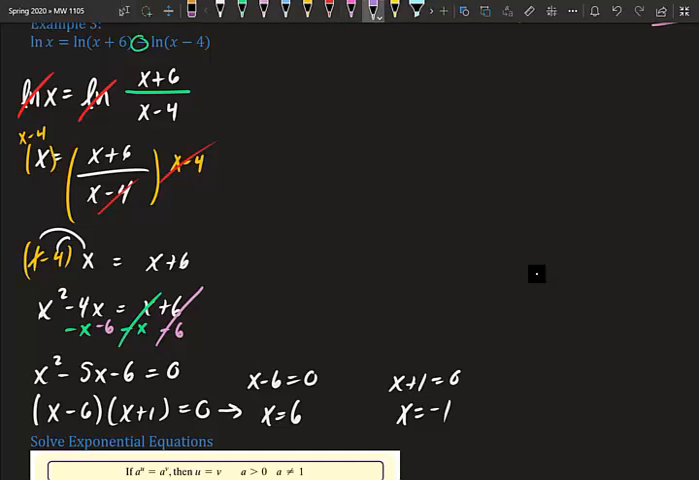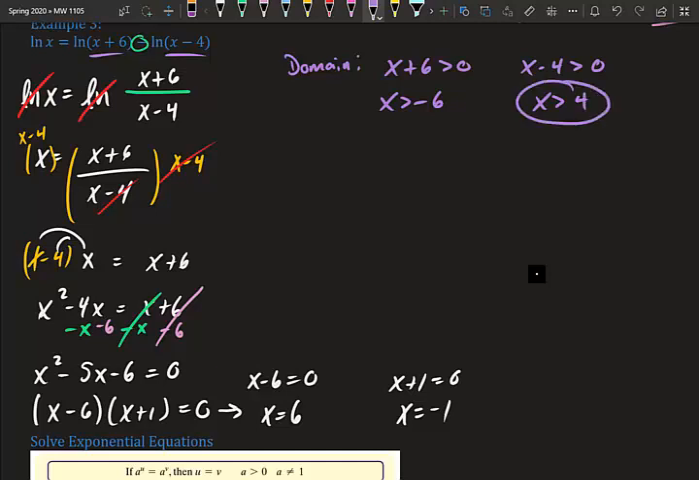So let's go ahead and check our domain. So we have two arguments. We have x plus 6 is greater than 0, and x minus 4 is greater than 0. So we have x is greater than negative 6, and x is greater than 4. So this is our domain. It's the biggest number, which is 4. So let's compare our solutions. Is 6 greater than 4? It is. 6 is greater than 4, so it is a solution.